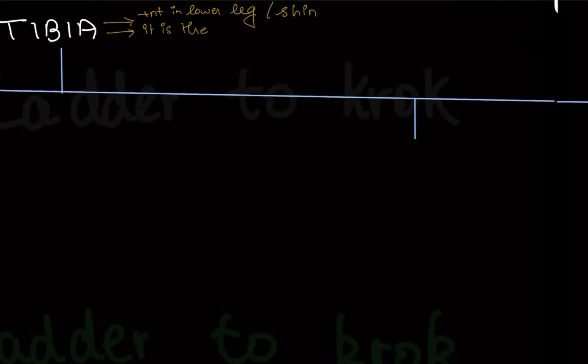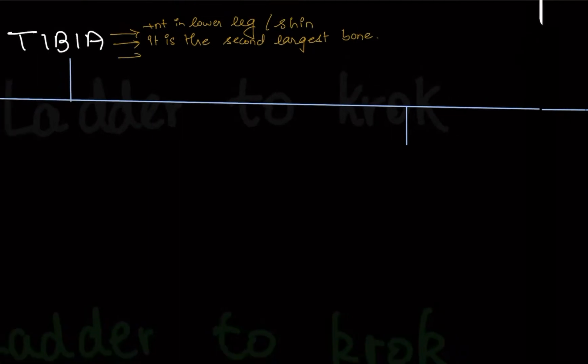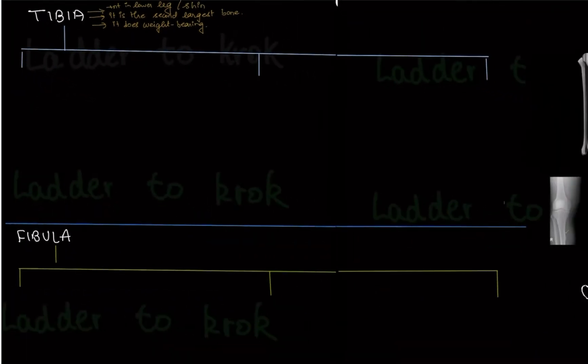Okay. What is the next point that you should know about the tibia? It is the second largest bone in our body. Then which is the first largest? We have done it recently, the femur bone. So the second largest bone is the tibia. Its function is that it helps in weight bearing when you're walking, when you're standing. Understood?